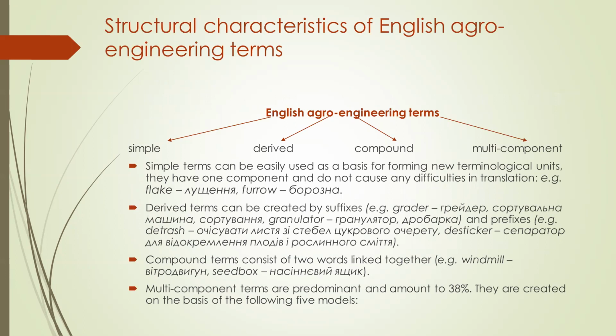According to structural characteristics, English agro-engineering terms are divided into simple, derived, compound, and multi-component. Simple terms can be easily used as a basis for forming new terminological units. They have one component and don't cause any difficulties in translation. Derived terms can be created by suffixes and prefixes. Compound terms consist of two words linked together, and multi-component terms are predominant and amount to 38%. They are created on the basis of the following 5 models.